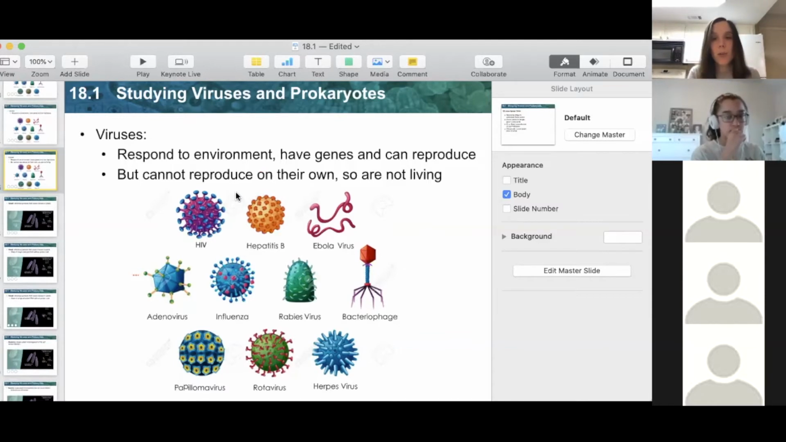But they can't reproduce on their own. They need to have a host cell to reproduce. And so because a virus on its own can't make more of its own kind, it has to infect a host cell to make more of itself. They're not considered living creatures.